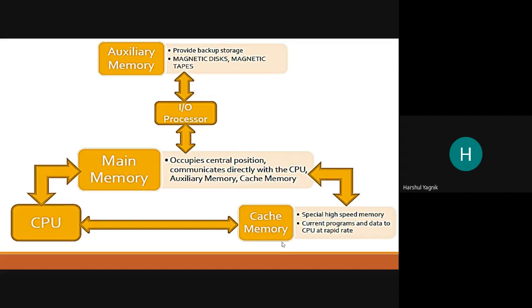Now the first is main memory. Main memory occupies the central position. This memory communicates directly with the CPU. It involves communication with the auxiliary memory as well as the cache memory.